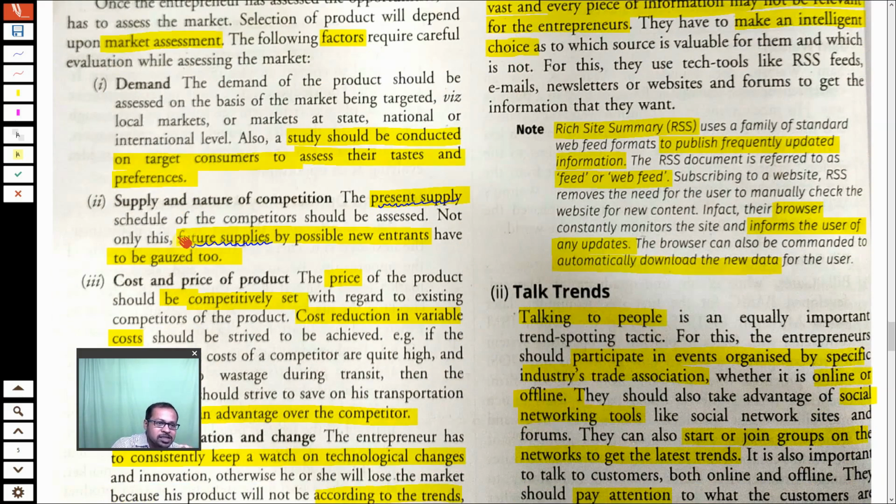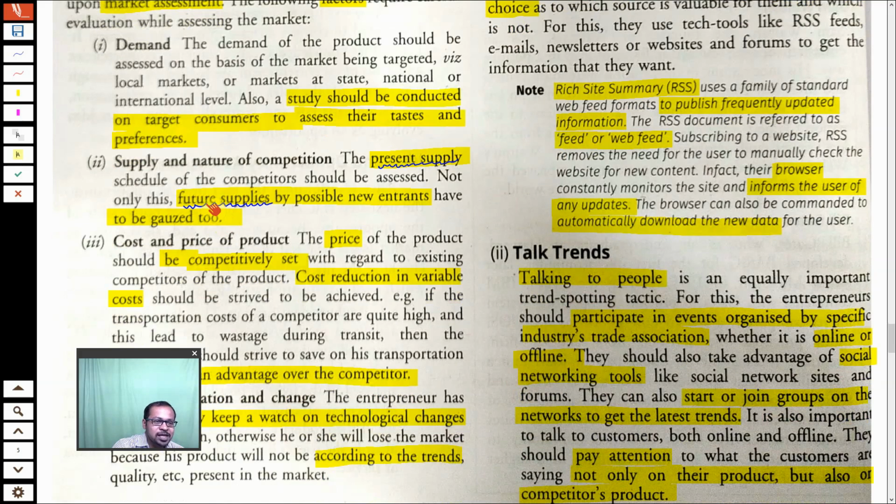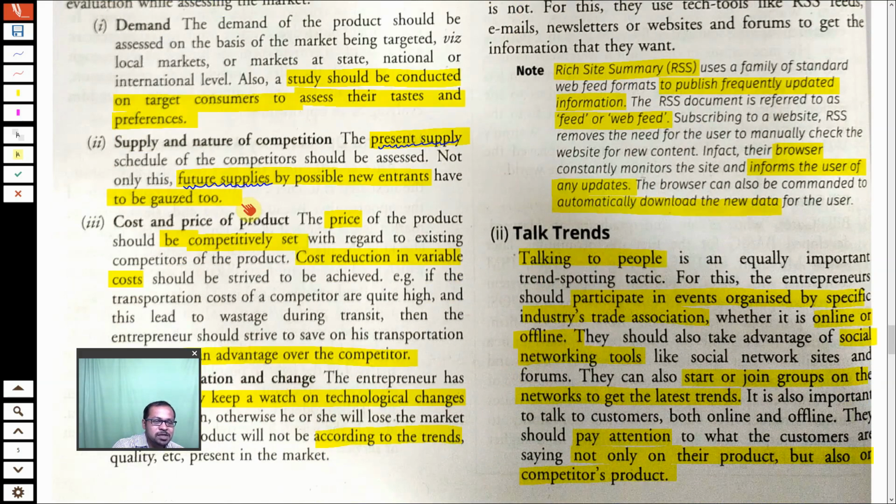So just like demand, supply is also very important. You need to keep in mind two types of supplies. First is the present supply by existing competitors, and second is future supply by the new entrants. Many times we tend to forget these future supplies. Suppose you are starting the business today. In economics, you must have learned the theory that when there is good profit, many new persons will come and the super profit will get reduced to the normal profit. So you also need to take into account these future supplies by possible new entrants.